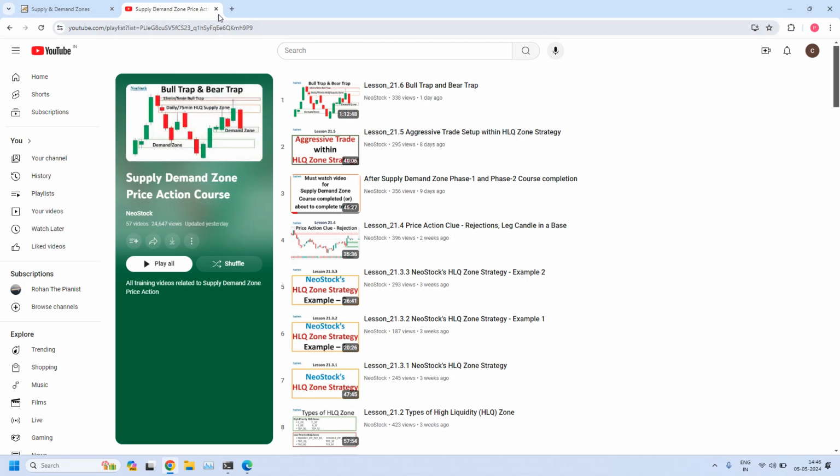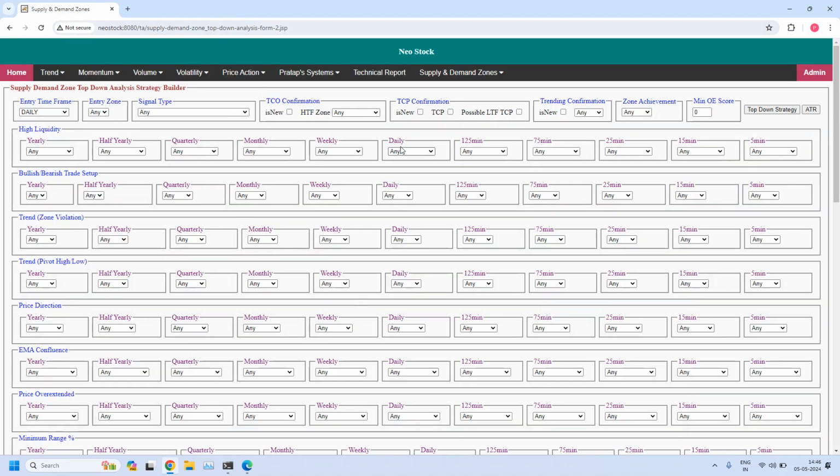Now let's get into the report generation with the help of NeoStock software, supply demand zone top-down analysis strategy builder. First, we are going to generate bullish trade setup for monthly income trade. For monthly income trade, our entry time frame zone is daily, and the entry zone is a demand zone. So we go for long trades for bullish trade setup.